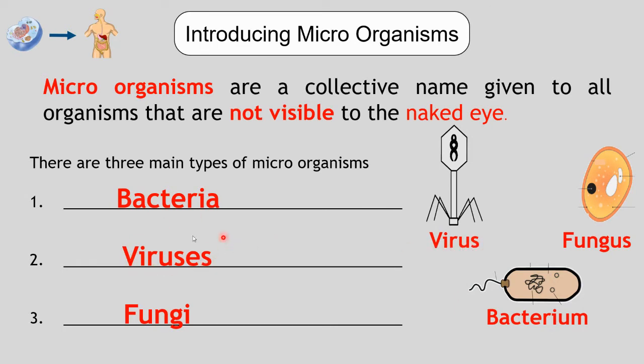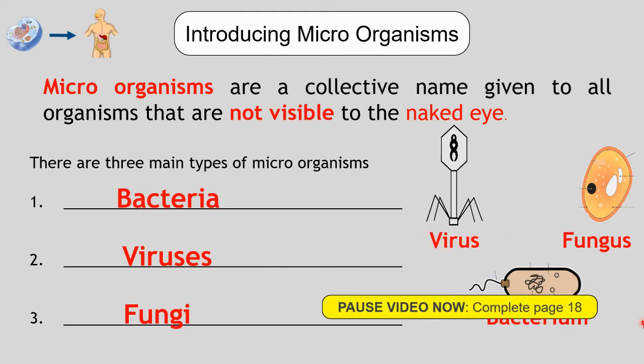Now you'll notice that we have a virus, that's the single term. If we've got more than one virus, it's called viruses. A fungus is a single fungus. If you've got more than one, they're called fungi. And a bacterium is a single bacterium. Bacteria is when you've got more than one.